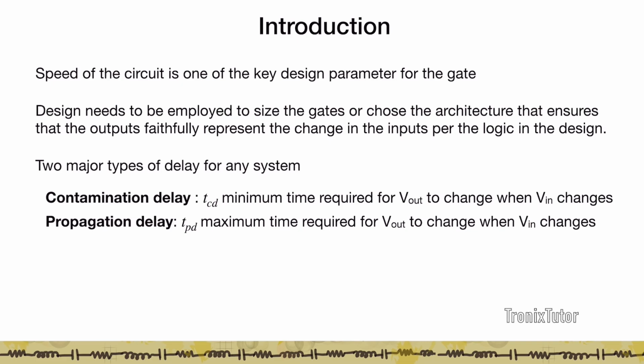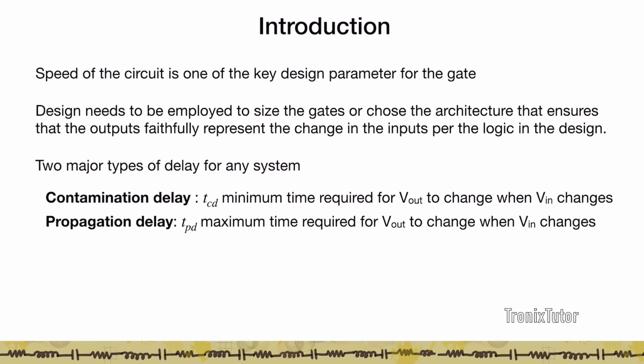So when we talk about delays in a system, we normally talk about two major kinds of delays. One is known as the contamination delay and one is known as the propagation delay. Any gate, or any piece of logic, has a certain minimum time that is required for the Vout to transition when the input voltage changes. When you talk about delays, we talk about delay between a specific input to a specific output in case we have a system which has multiple inputs and outputs.